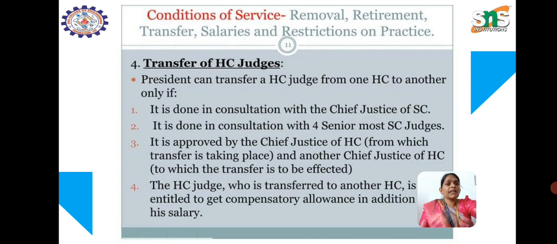The President can also transfer a High Court judge from one High Court to another High Court under certain conditions. It is done in consultation with the Chief Justice of the Supreme Court, and also in consultation with the four senior-most Supreme Court judges, and it is approved by the Chief Justice of the High Court and another Chief Justice of the High Court. The Chief Justice who is transferred to another High Court is entitled to a compensatory allowance in addition to his salary. Based on the norms and conditions, he can get an additional allowance with respect to the salary.